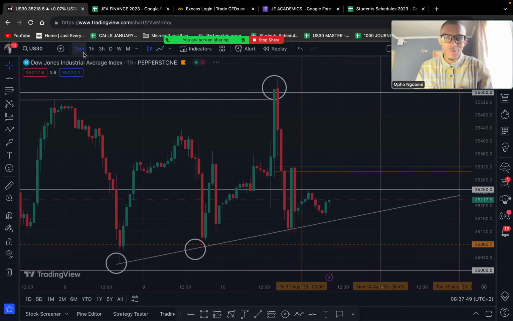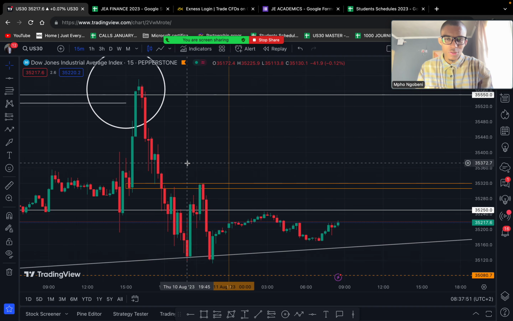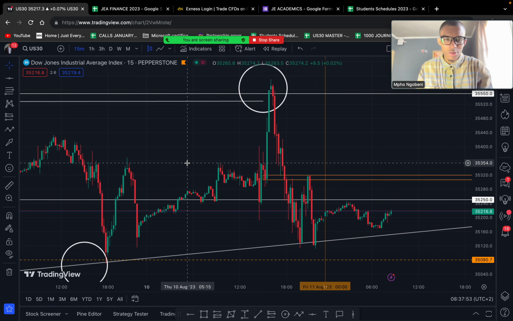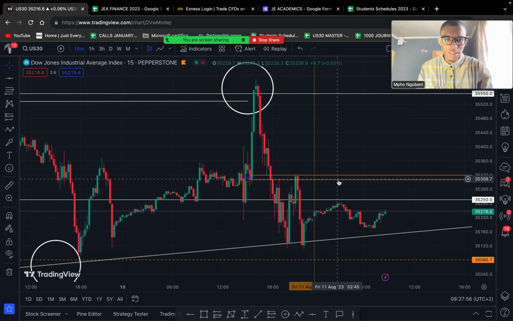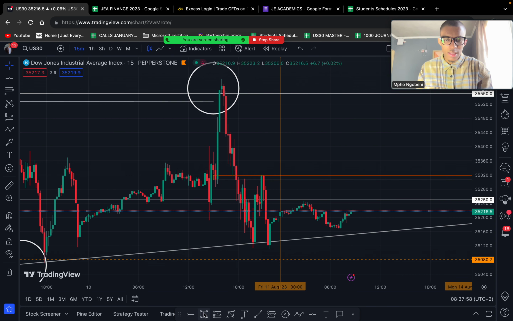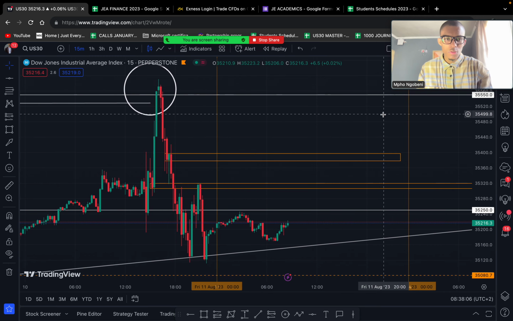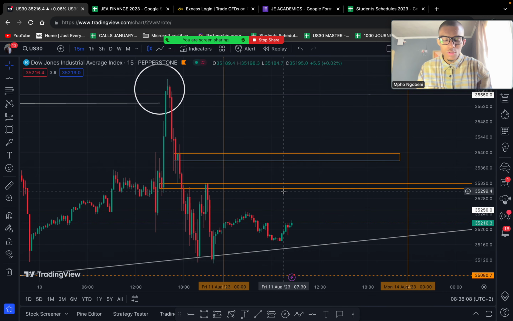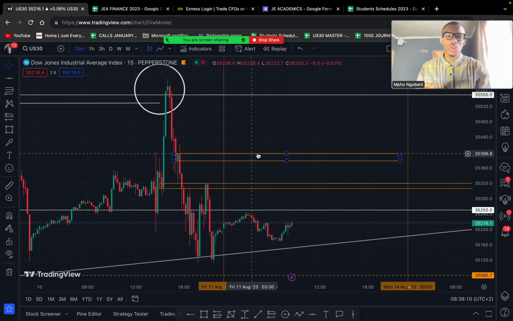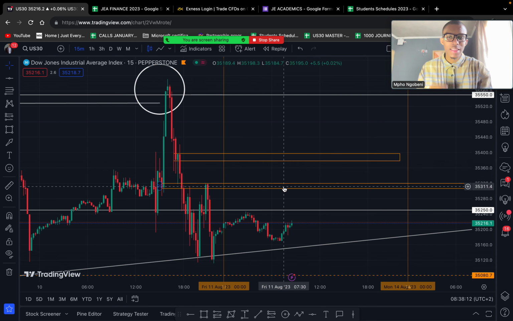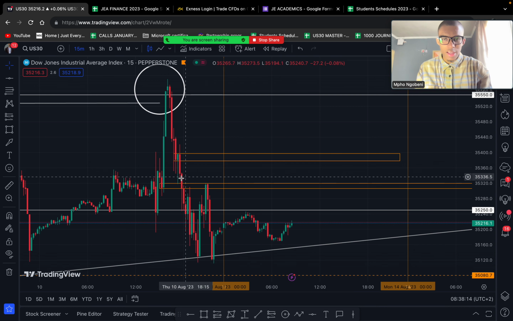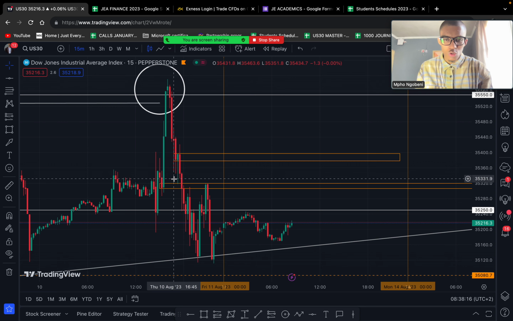So let's go to the 15 minutes. When we come to the 15 minutes, we see that zone, but we see another zone there that has not been retested. So we have 2 zones. We have this zone, we have that zone. Those are at the moment the strong zones, known as zones 1 and 2.